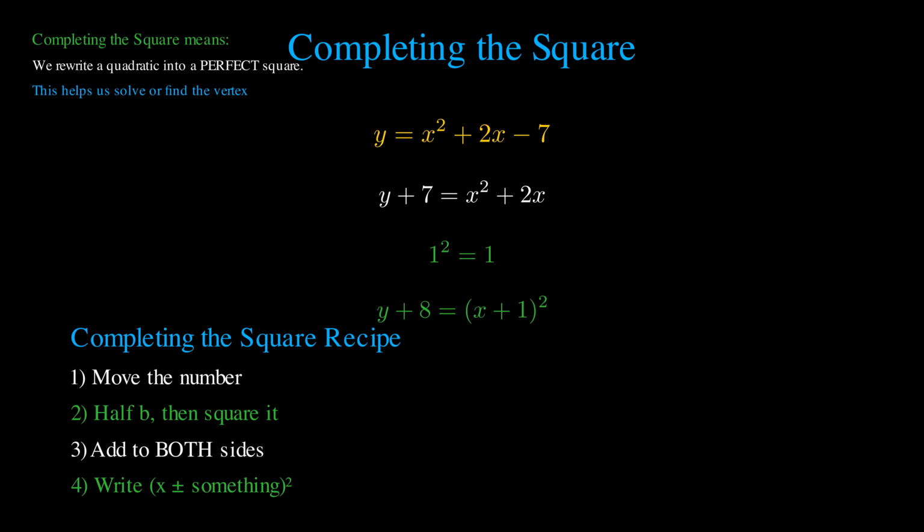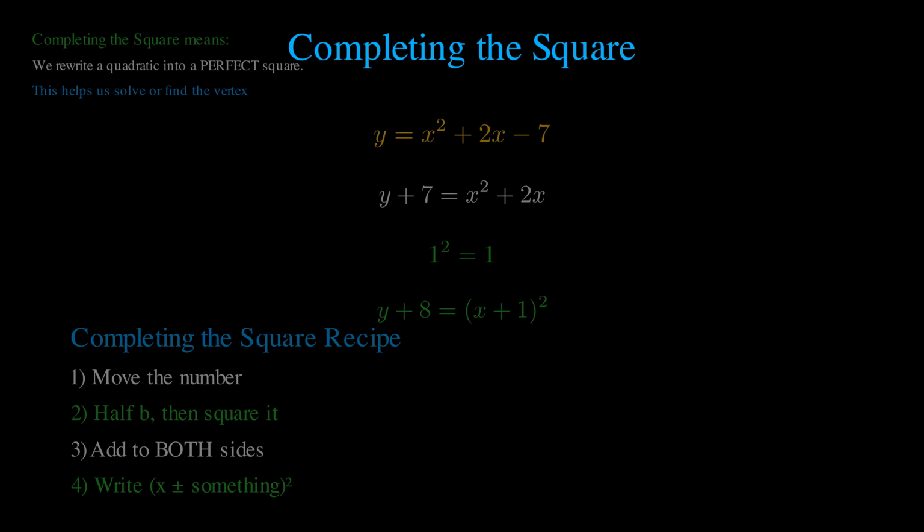Completing the square always follows the same formula. First, move the constant to the other side. Second, take half of the x term and square it. Third, add that number to both sides. Finally, rewrite the expression as a perfect square.